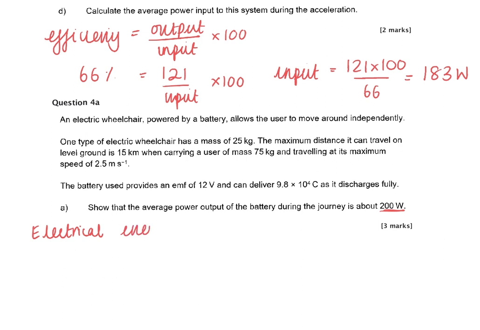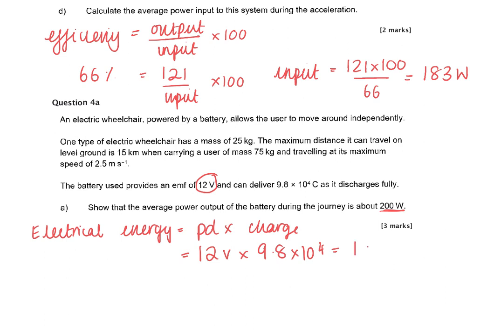But the electrical energy is equal to the potential difference, or our voltage, times the charge. So we've got our voltage, our potential difference, EMF. We use lots of different terms for it, not really sure why. But we've got 12 volts, and we're going to times it by the charge, 9.8 times 10 to the 4. And that's going to give us our electrical energy of 1.176 times 10 to the 6 joules. So quite a lot of energy because of that times 10 to the 6.